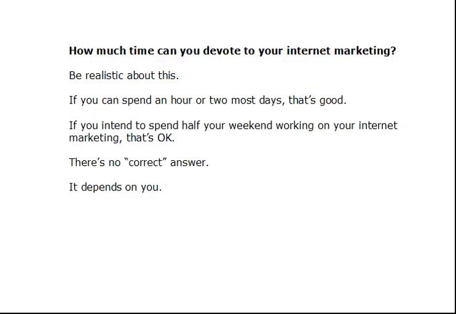First thing you need to decide is how much time you can actually devote to your internet marketing, and you need to be realistic about this. If you can spend an hour or two most days, that's good. If you intend to spend half your weekend working on your internet marketing, that's fine. There's no correct answer, it really does depend on you.